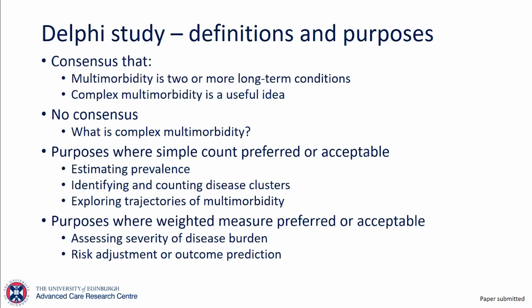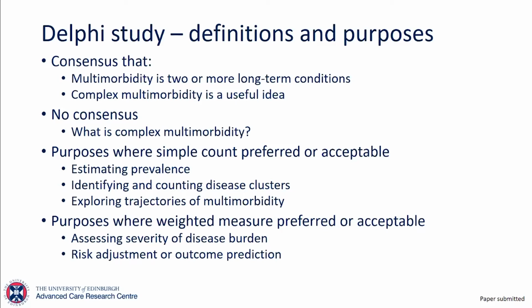If you say two or more conditions, it's really common. Does it always matter? There are combinations that don't matter. And so people proposed complex multimorbidity. That might be three or more conditions. It might be three or more conditions from three or more body systems. Some people say five or more conditions. So we asked them about all of the definitions that we could find, and there's no consensus about what complex multimorbidity should be.